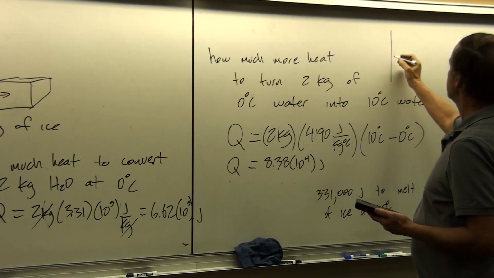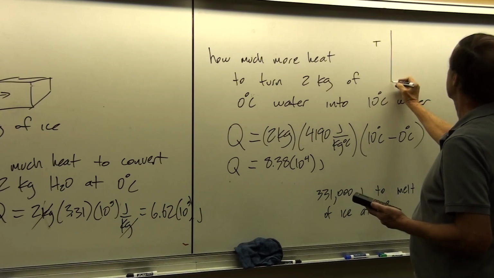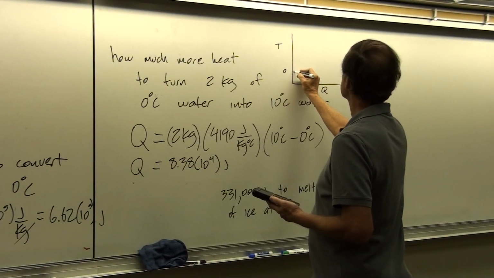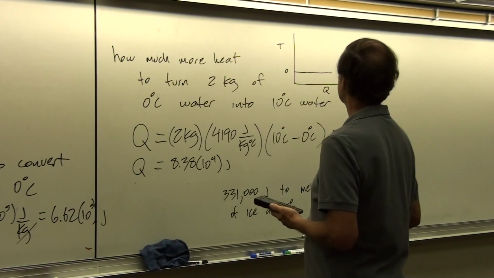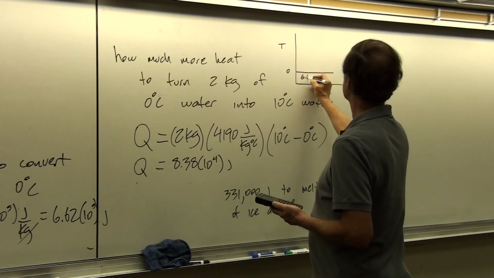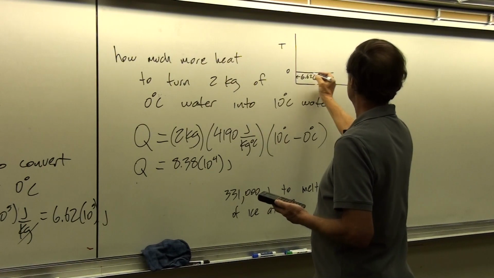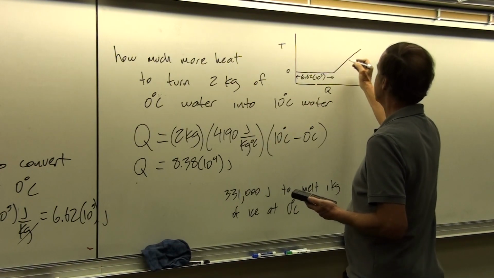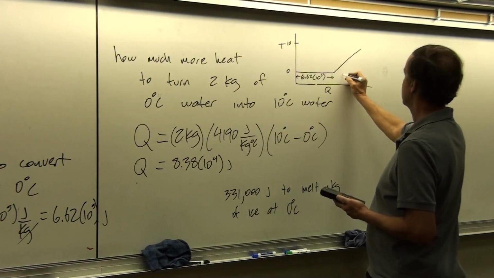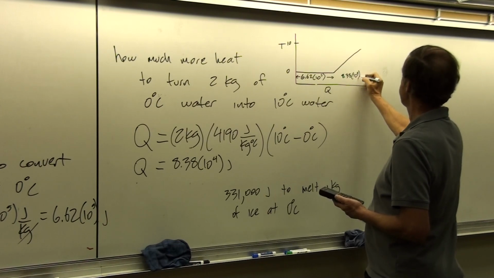So if we're looking at a plot of the temperature versus the heat that's added, we start out at 0. And here the amount of heat that we add is going to be 6.62 times 10 to the 5 to get it to here. And then we're going to go from 0 to 10, and this amount of heat is going to be 8.38 times 10 to the 4 joules.